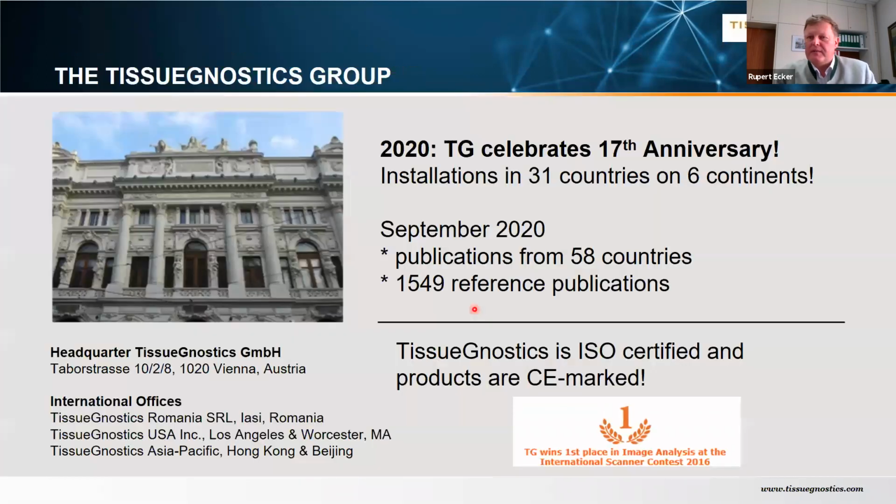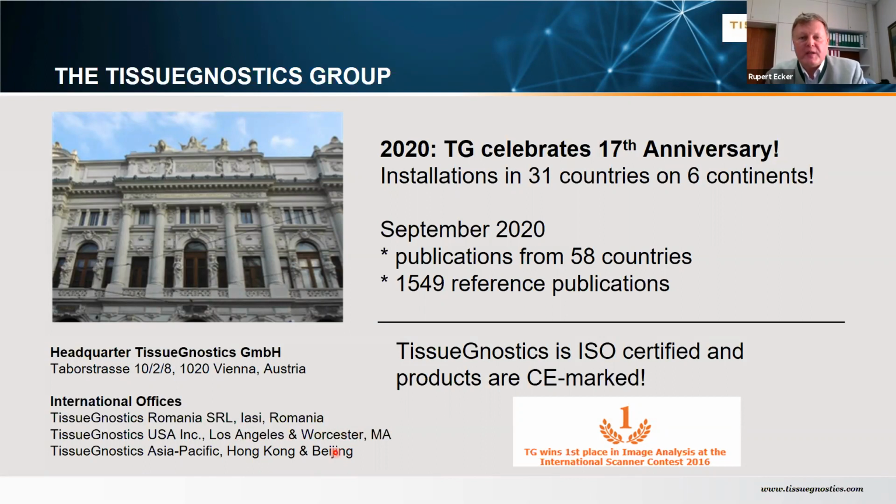Although there have been several talks in this conference, especially this morning, with reference to TissueGnostics, I would still like to give a very brief introduction. I'm one of the co-inventors and co-founders of TissueGnostics. Our corporate headquarters is located in the city of Vienna in Austria, in this nice building. We have international branch offices. In Romania is mainly software development, and at the US East Coast and West Coast, as well as in Asia Pacific, our sales representatives or sales offices.